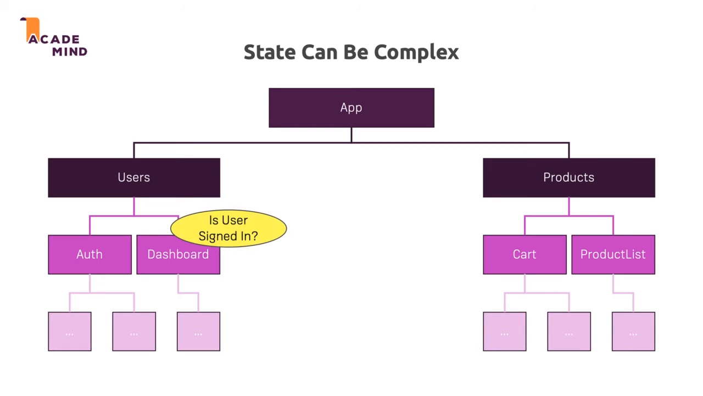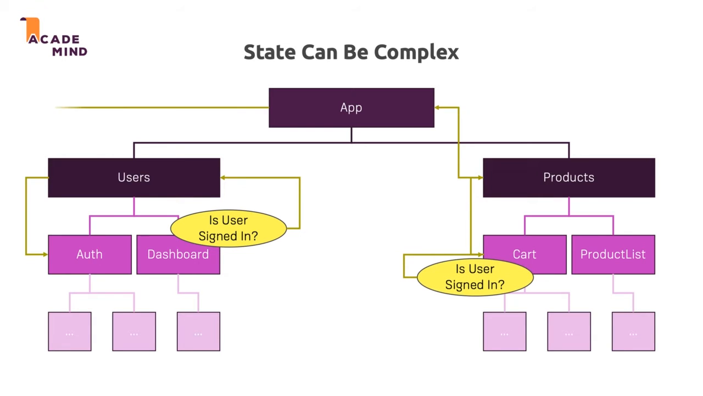But the question whether a user is signed in, which you need here, might also be relevant in another part of your application. And right now you normally would have to pass that data around manually through props by passing it from component A to B to C to D all the way up to E, where you then maybe need this. That's not really very convenient.